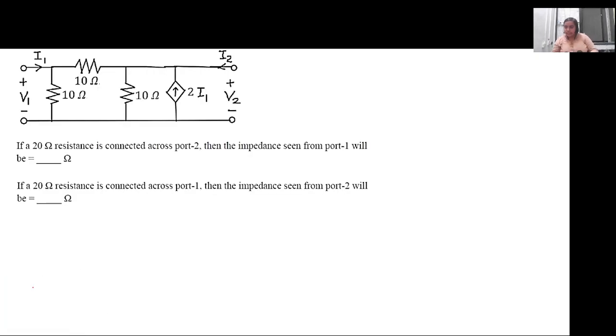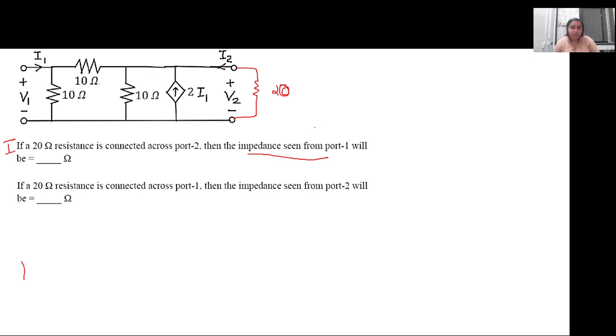So next, there will be two conditions, in which first a 20 ohm resistance is connected across the output port. So this is the first condition, we will solve one at a time. So in the first case, what happens? A 20 ohm resistance is connected at the output port. We have to calculate the impedance as seen from port 1. Impedance as seen from port 1, what does it mean? What parameter exactly will we calculate when the condition of the circuit is 20 ohm connected across the output port?